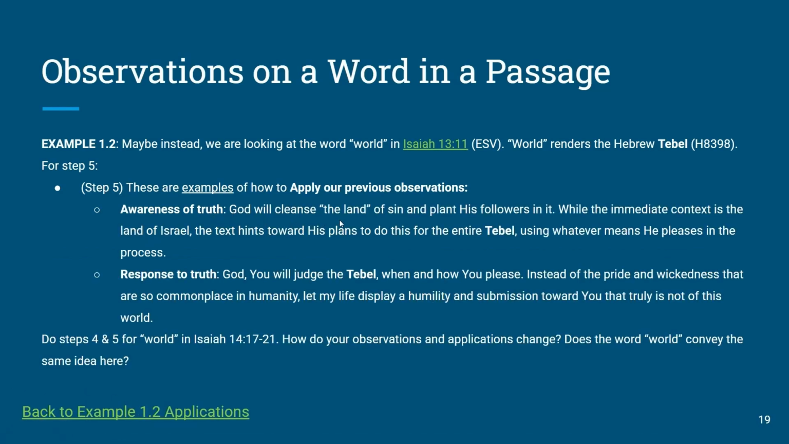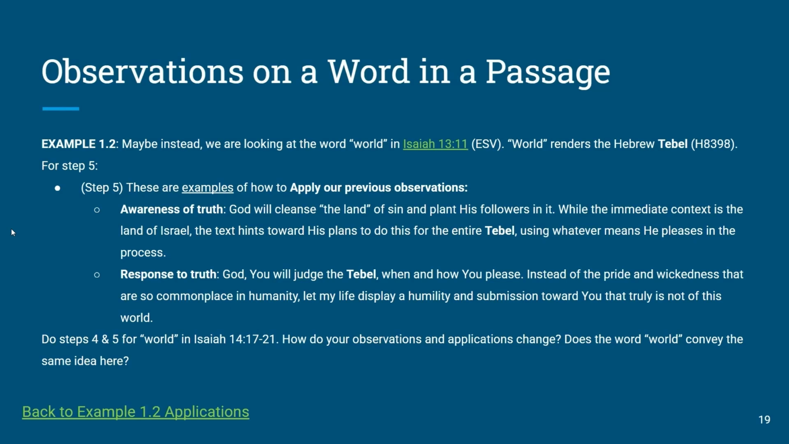God will cleanse the land of sin and plant his followers in it. While the immediate context is the land of Israel in this passage, the text hints toward his plans to do this for the entire Tevel, or the entire world, using whatever means he pleases in the process. Recall, in this passage, he uses a Gentile nation, the Medes, in order to judge the kingdom of Babylon.